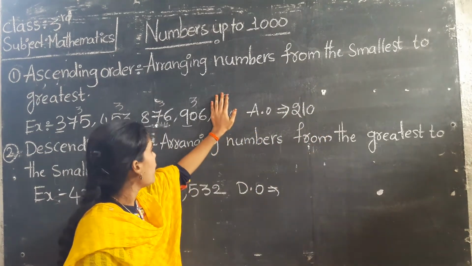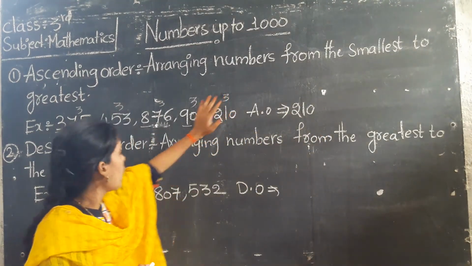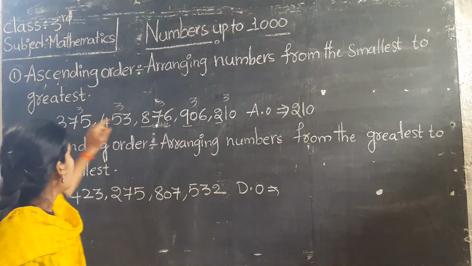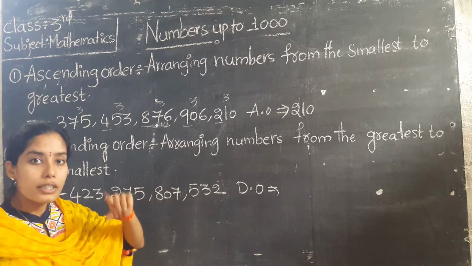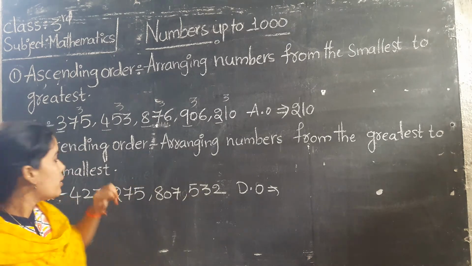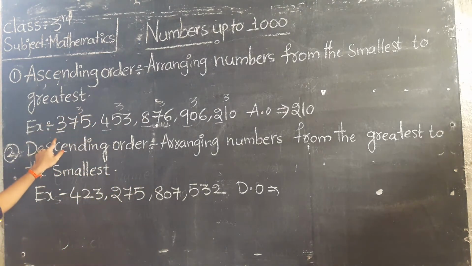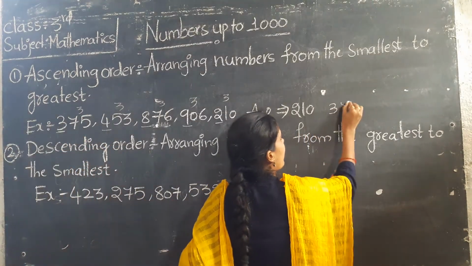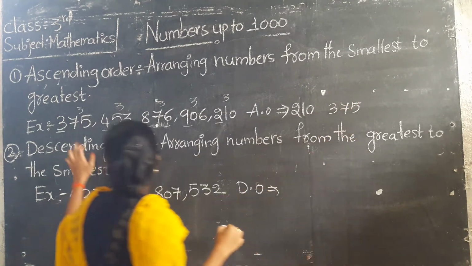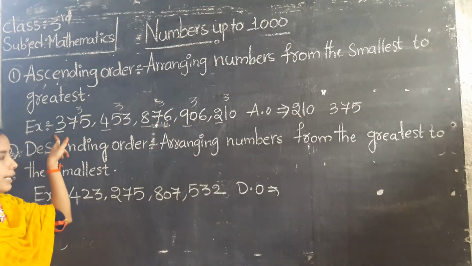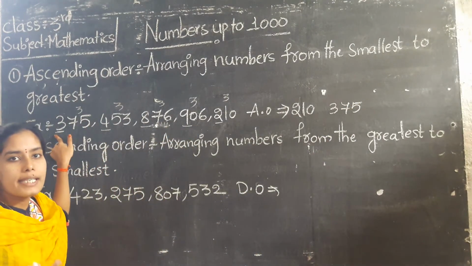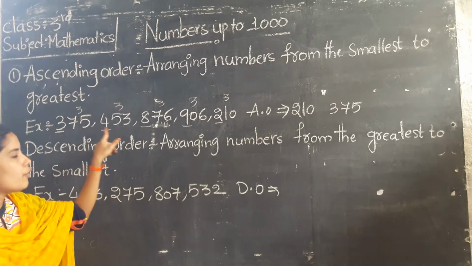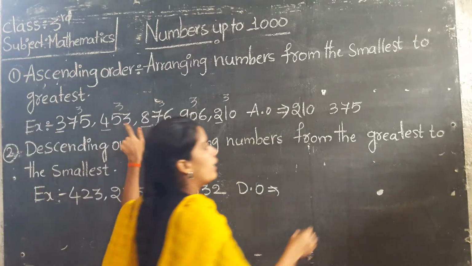So first we write 210. This one is over. After 2, which is small? 3, 4, 8, 9. After 2 comes 3. So where is 3? In the first number, that is 375. 2 over, 3 over. Next, 4, 5, 6 like that. 4 is there, that means 453.